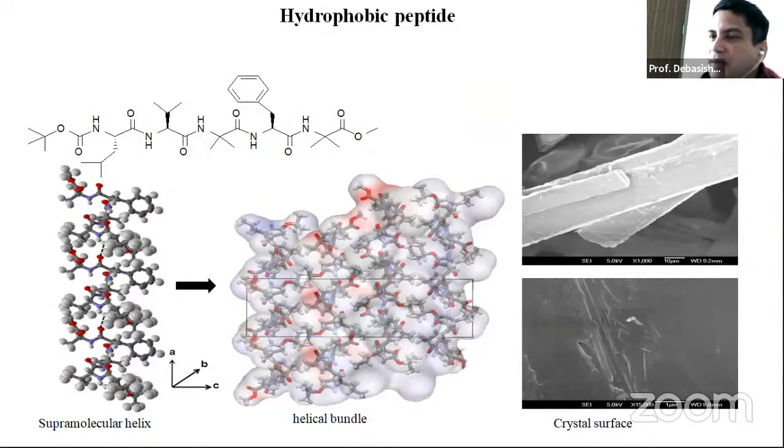Okay, and then we have developed another peptide material, a pentapeptide, to make this kind of porous material. So here again the peptide forms a supramolecular helical structure, and the supramolecular helix further self-assembles to make a helical bundle structure. And that helical bundle structure helps to form this kind of long fibrous structure, but there is no pore in the material.